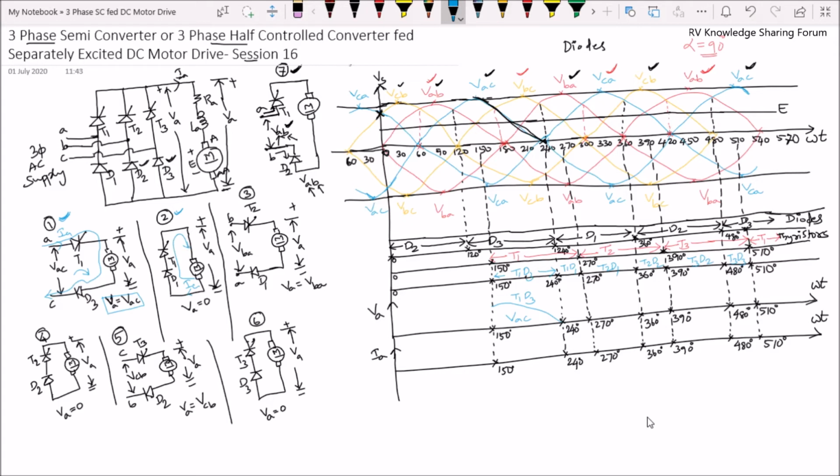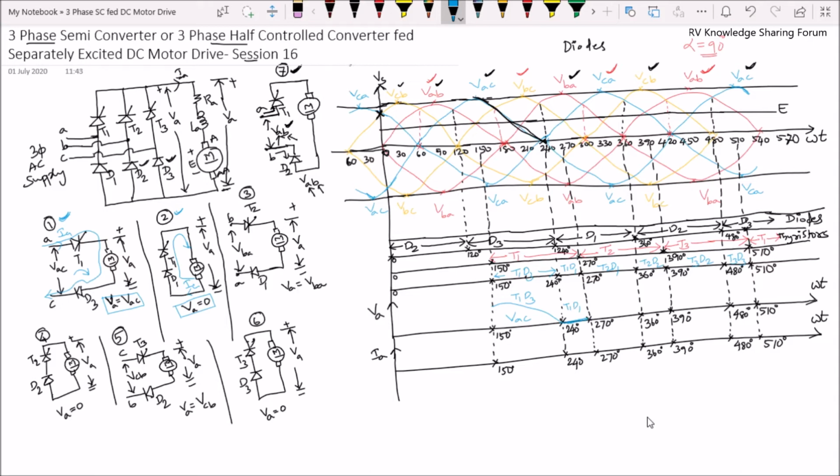If you observe this circuit clearly, there is a short circuit. Under short circuit, the voltage will be 0, so our output voltage VA is equal to 0. That means from 240 degrees to 270 degrees, the output voltage is 0, where the thyristor T1 and diode D1 are conducting.